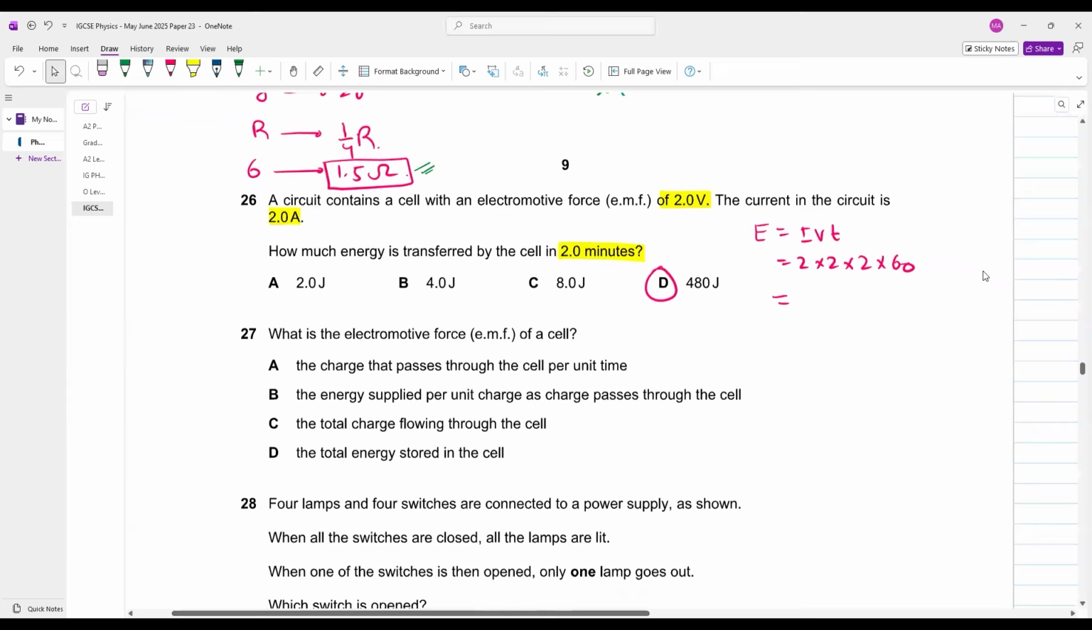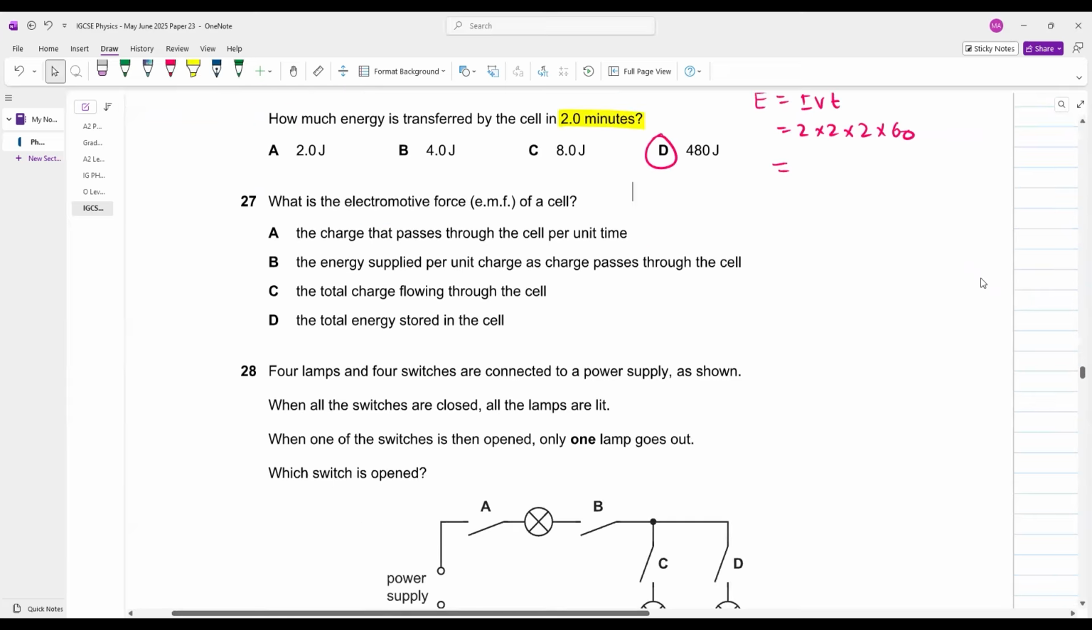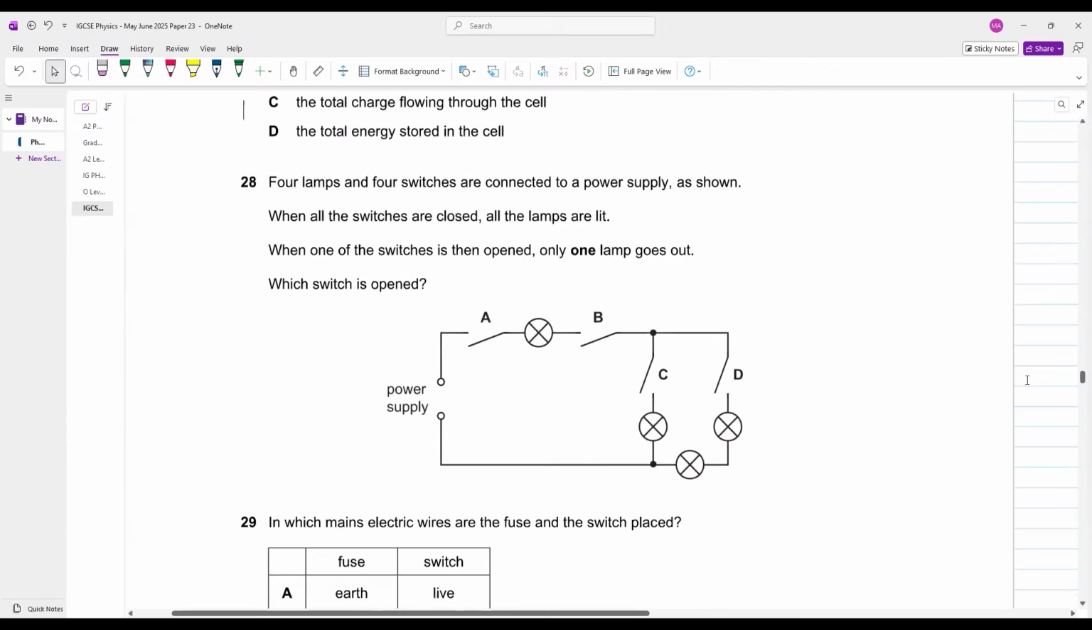What is the electromotive force? The energy supplied per unit charge as the charge passes through the complete cell is electromotive force. चलो जी आगे बढ़ते हैं। Four lamps and four switches are connected to the power supply as shown.